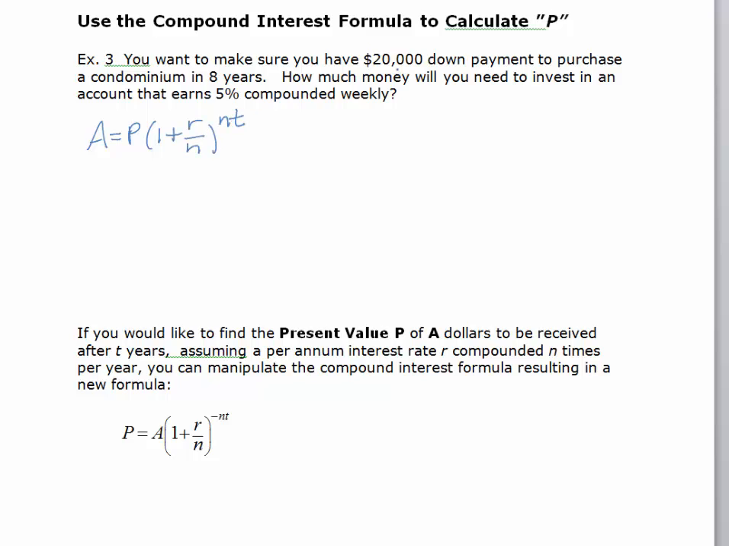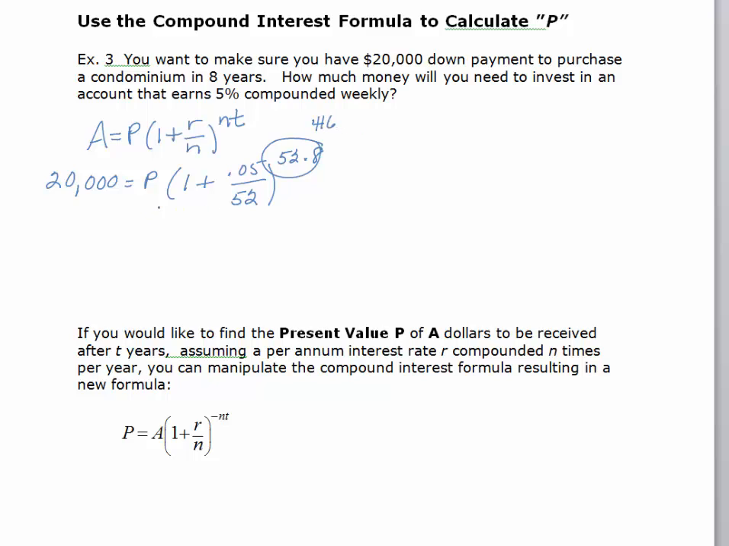In this case, we want to have a $20,000 down payment after 8 years, so that's the amount after time, or A. P is our unknown. Our interest rate is 5%. We're compounding weekly, so N is 52 times, and raised to the NT, so 52 times 8. And so we want to solve for P. And before we do that, I would like to evaluate that. So 52 times 8 is 416.